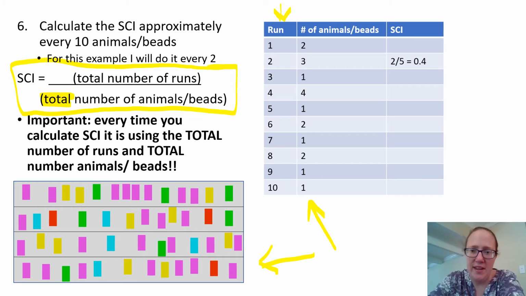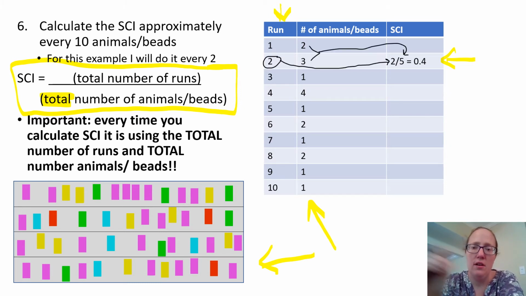So as you're doing this, you usually do it every 10 animals, so you don't have to do it as many times as I showed here. You only have to do it every 10 animals, but I'm going to do it every 2 runs just to show you how the calculation happens. So in this case, I'm at run 2, and I've had a total of 5 organisms so far. There were 5 beads at the second run. So when I do that division, I get 0.4.